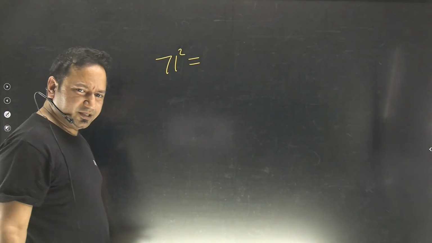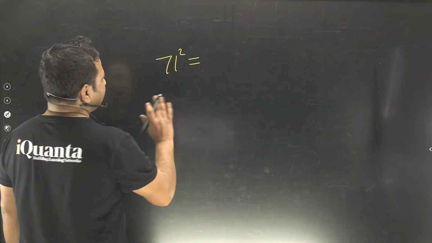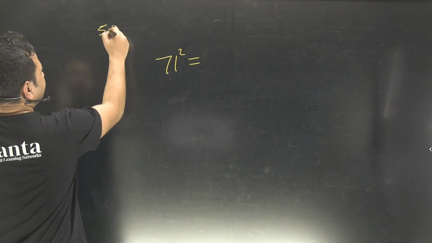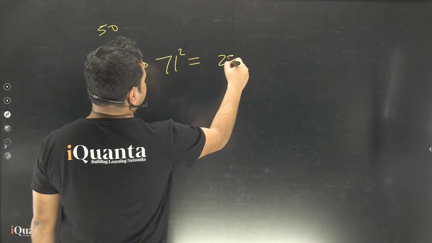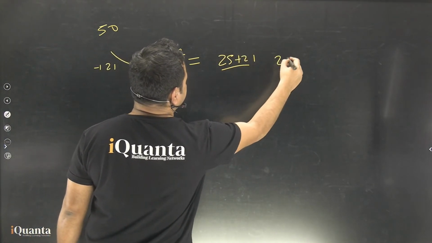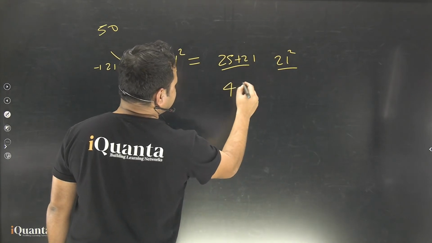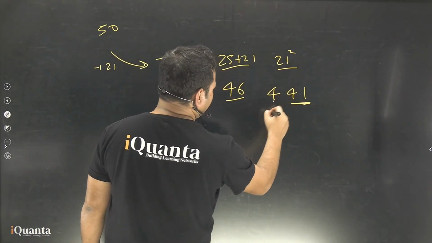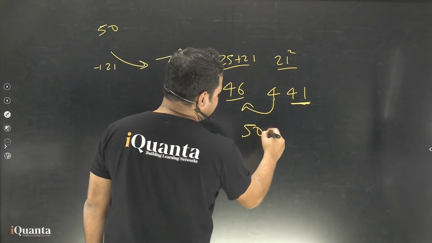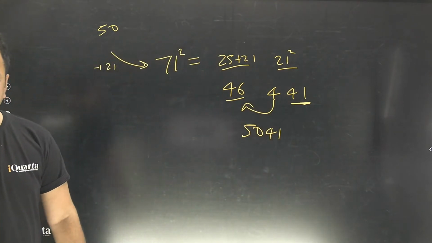You will be comfortable with this. See, difference is 21, 25 plus 21, and then square of 21, isn't it? We get 46, and square of 21 is 441. Only these two remain. 4 goes here. We get 5041 as the answer. Clear?